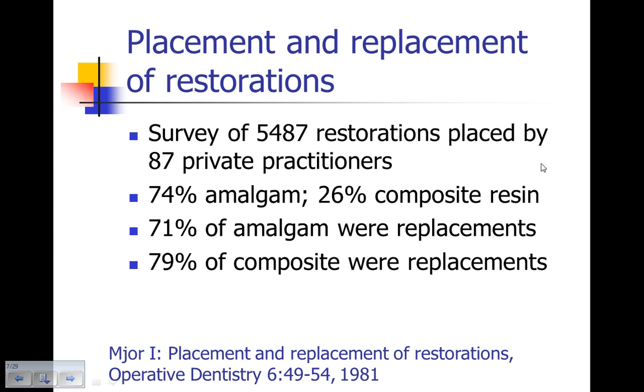Now, this was 1981, where amalgam was our predominant restorative material in the posterior. And so they looked at 74% of the restorations that were placed were amalgam, 26% were composite resin. Of these 5,487 restorations that were reported on, 71% of the amalgam restorations placed were replacements of existing restorations. 79% of the composites were replacements.